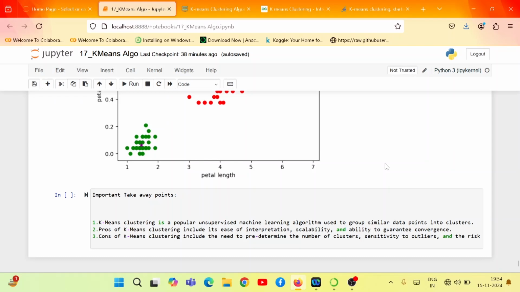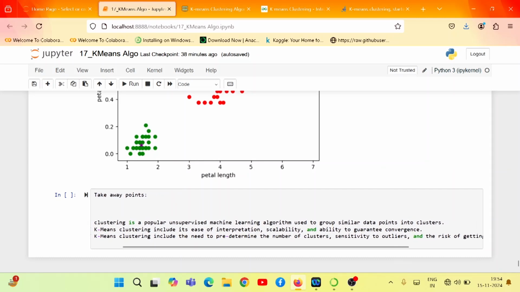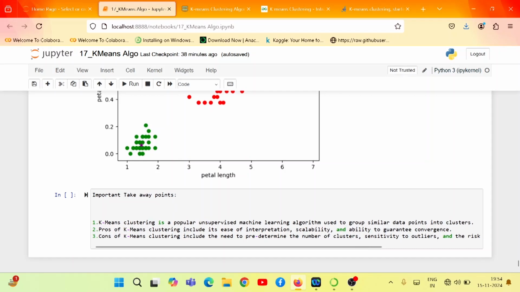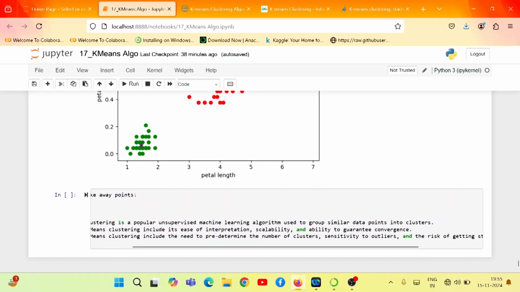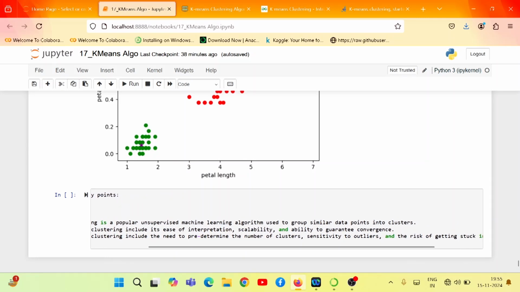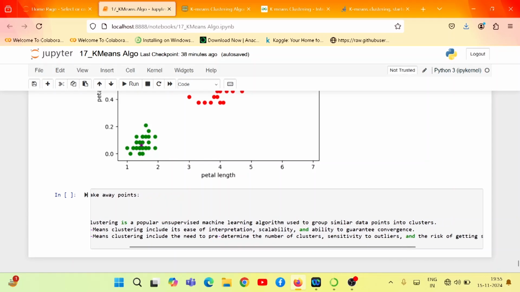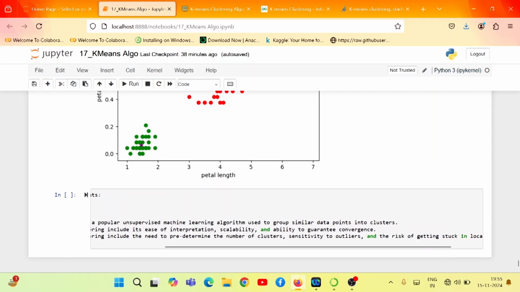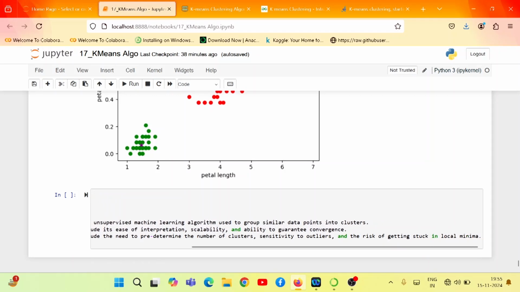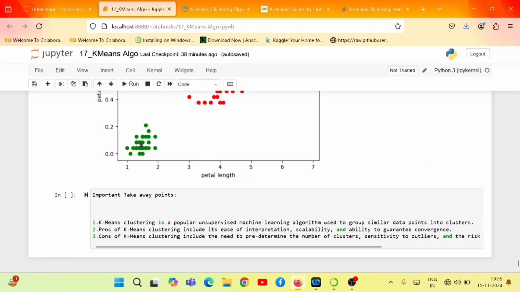Now the most important part, what is the takeaway point from this k-means clustering? So k-means clustering is a popular unsupervised machine learning algorithm that is used to group similar data points into clusters, right? That is the first takeaway point. Second, the pros of k-means clustering include its ease of interpretation, scalability, and guaranteed convergence. What are the cons of k-means? The cons of k-means clustering include the need for a predetermined number of clusters. So that is the main drawback, right? You must know the k value in advance, then only we can apply k-means, right? And it is sensitive to outliers and has the risk of getting stuck in local minima. That is the cons associated with k-means clustering.